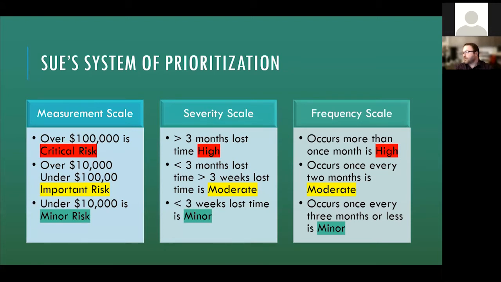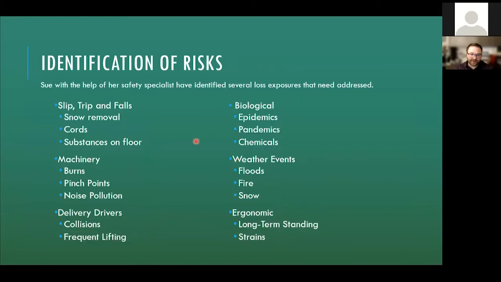So then the frequency scale: occurs more than once a month, Sue says that's high. If it happens twice a month, if we have 2 slips, that's a problem. Occurs more than once every 2 months, that's considered moderate. And then occurs once every 3 months or less is minor. So Sue and her safety specialist came up with their system of prioritization, so they have an idea where everything's fitting. They also identified their risks.